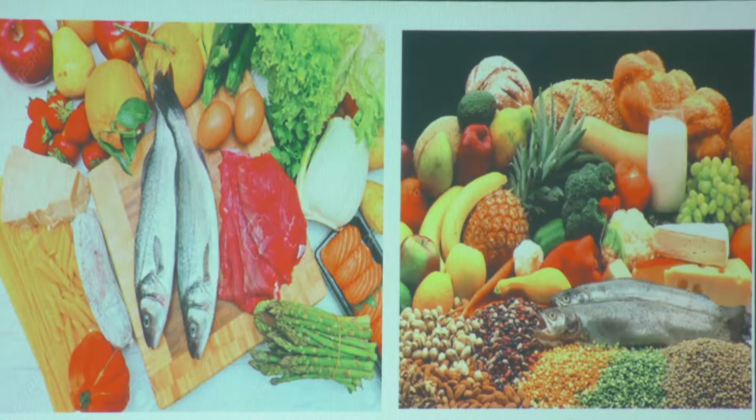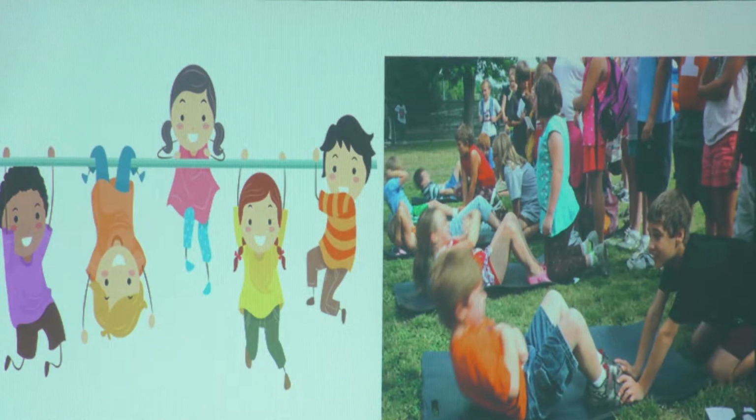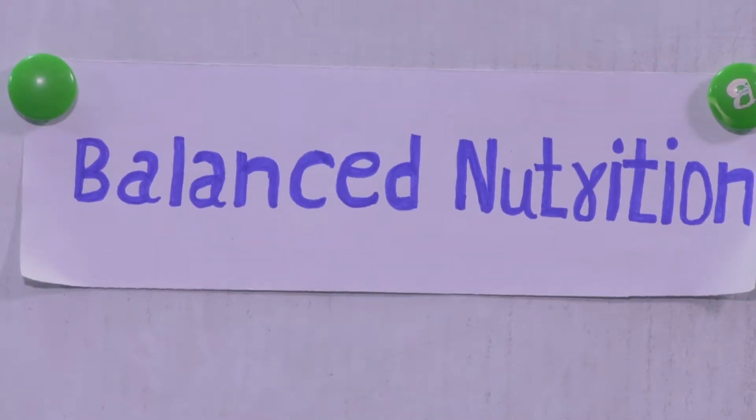Yes. Now you can see the next picture. So what can you see in the picture? What are those children doing there? See, in the first picture and in the second picture. Now can you guess what are the factors? Yes, you said that we need balanced nutrition to be healthy, yeah? So just let me show you. So what's written there? All right, there is written balanced nutrition.